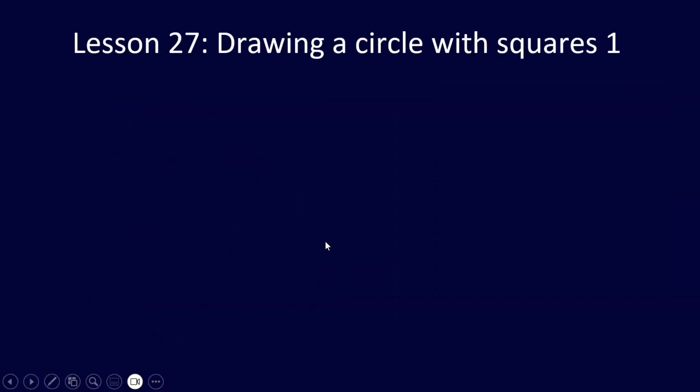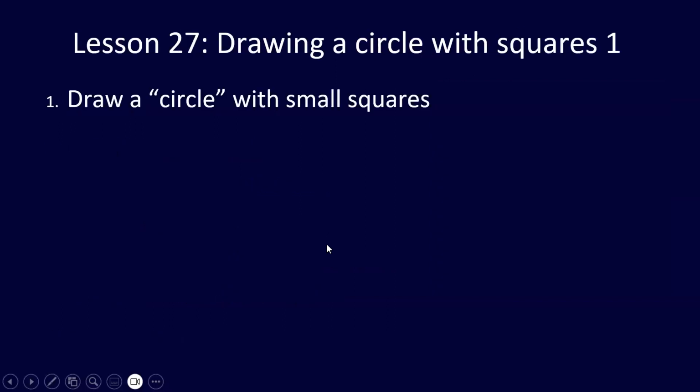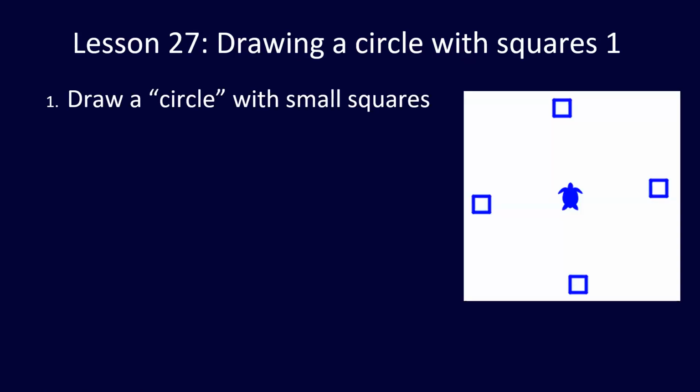Draw a circle with squares. What do you mean by that? Draw a circle with small squares. It's like this. Then we'll think about how to do this. Stop the video and think. If you want, you can try yourself how to draw this. So, were you successful? I hope you were.